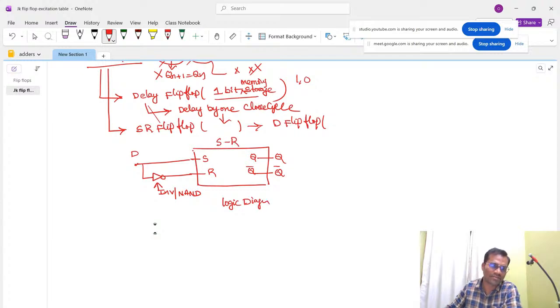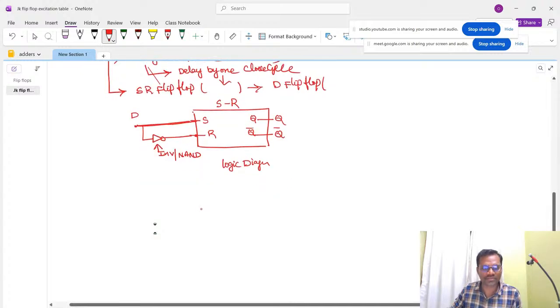To this SR flip-flop, we are connecting D directly to S, but we are complementing the D value and connecting it to the R input, and the output remains the same. So now let's try to draw the diagram of a D flip-flop.